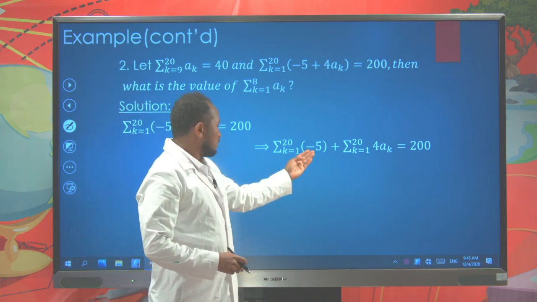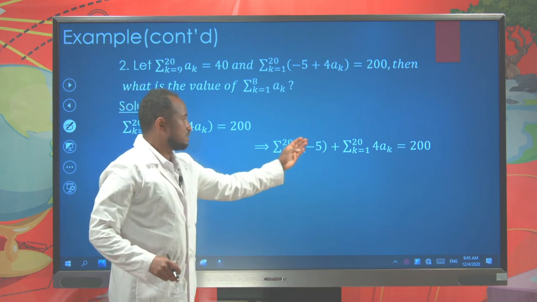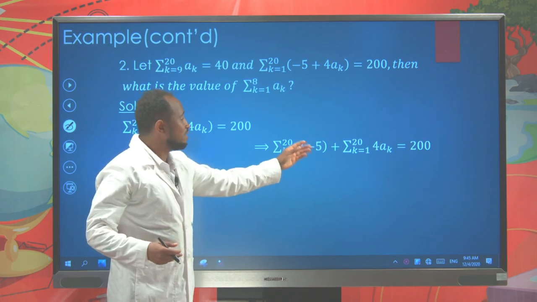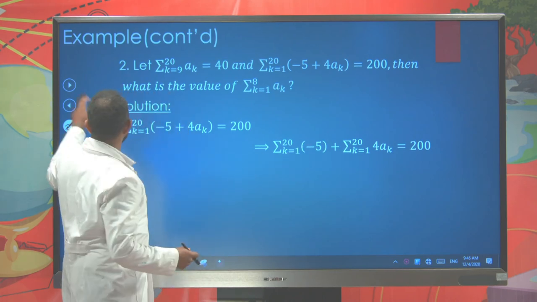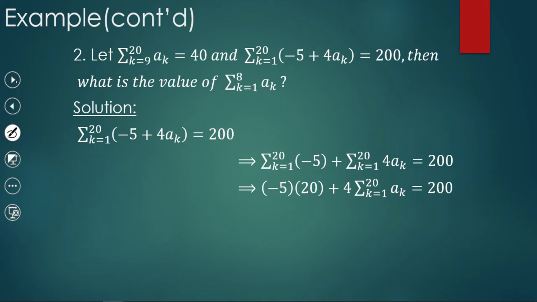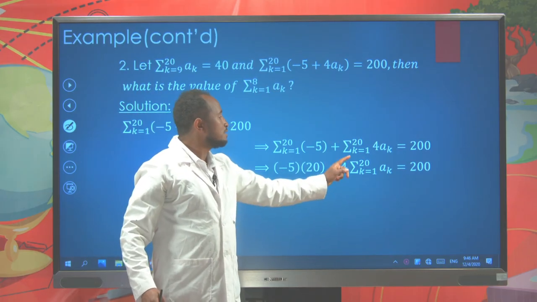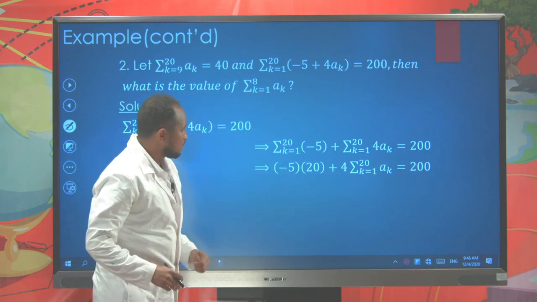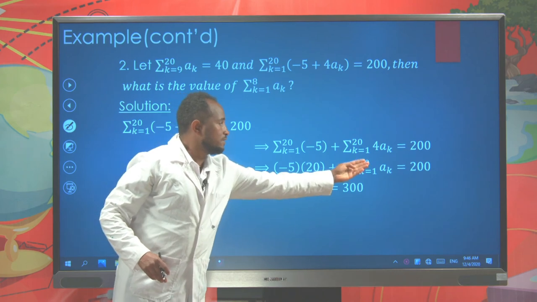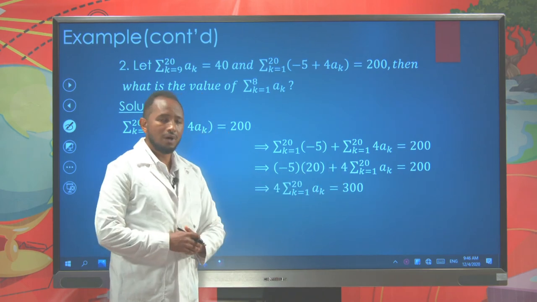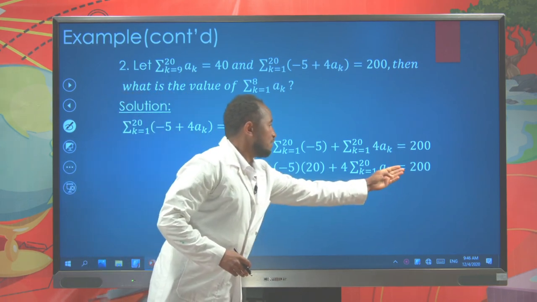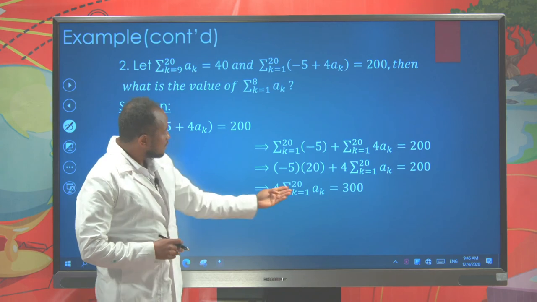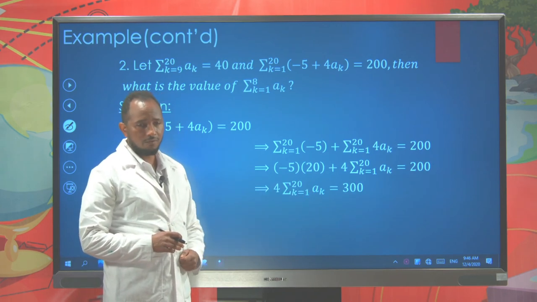So from this, we know -5 is a constant. The sum of this means, take the difference, 20 minus 1 is 19, plus 1 is 20. We have 20 negative 5s, so this will be -100, or -5 times 20, plus, you can take 4 outside from the summation, 4 times the summation of a_k, where k starts from 1 up to 20, is equal to 200. So the summation of 4a_k, k from 1 up to 20, is equal to 200 plus 100, putting the -100 on the other side, and the result will be 300. To find the summation of a_k, divide both sides by 4.